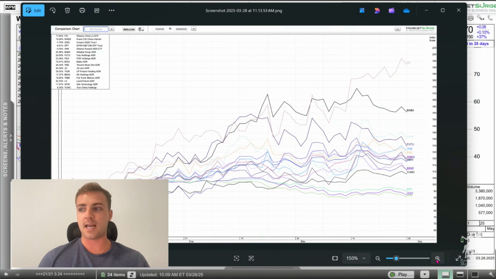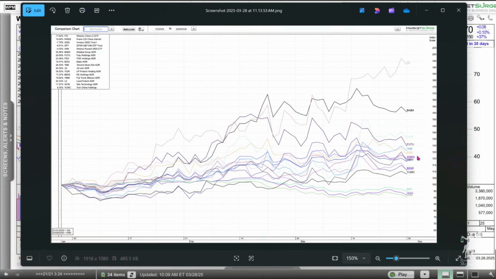You look at FXI, this is the China large cap ETF. That's up 18% year to date. You have KWEB, which is Chinese internet stocks, which is up 20%. And then you look at the QQQs, which is down 8% this year, which is a huge lag. And then you also have the S&P that's down about 5%. IWM, Russell 2000, is down almost 10%.